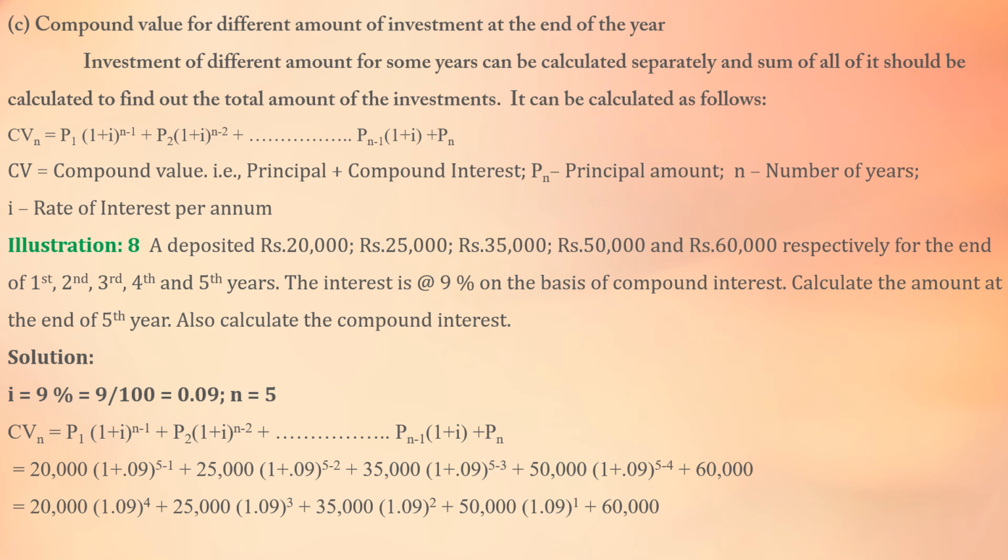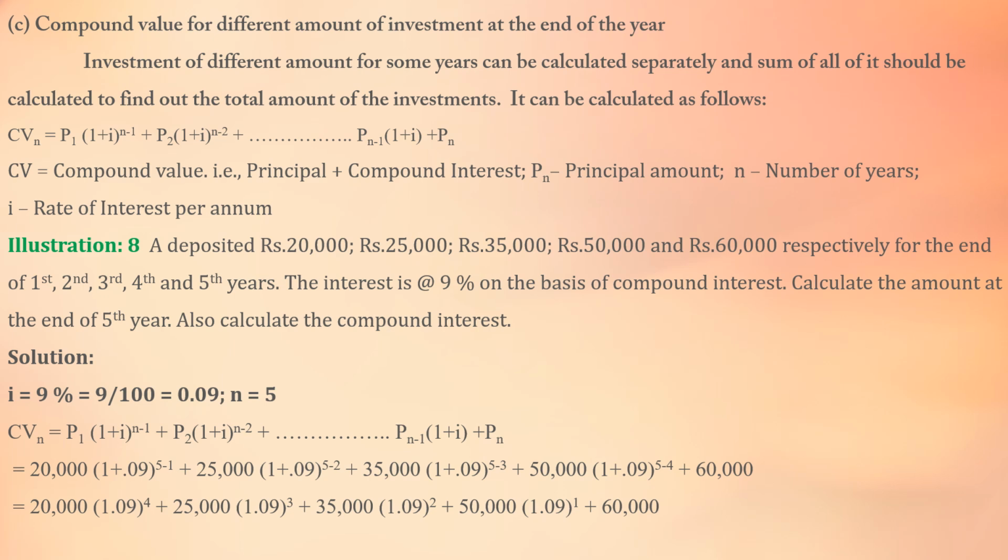It can be calculated as follows. CV equals compound value, that is, principal plus compound interest, PN principal amount, N number of years, I rate of interest per annum. Illustration 8. A deposited 20,000 rupees, 25,000 rupees, 35,000 rupees, 50,000 rupees and 60,000 rupees respectively at the end of first, second, third, fourth and fifth years.